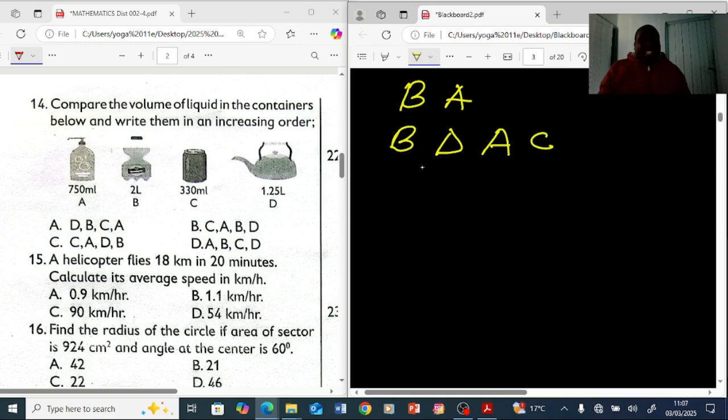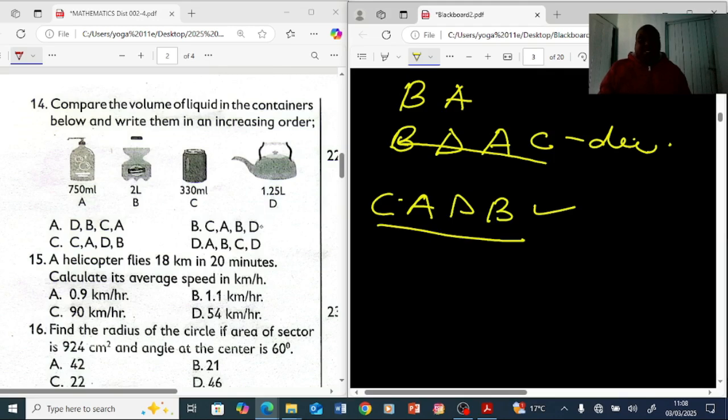So this is called descending, from big to small. For the other way around, you read it this way. So we will have C, A, D, B. That one is from small to the biggest, ascending order: C, A, D, B.